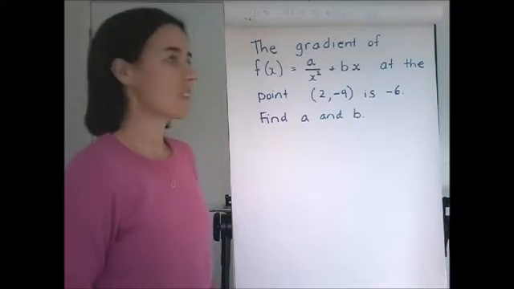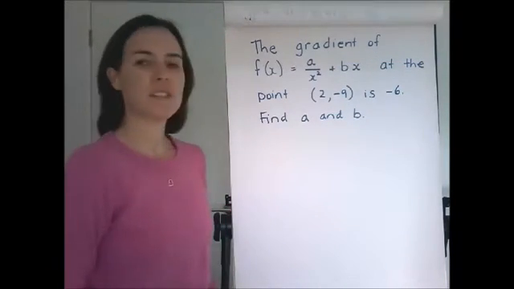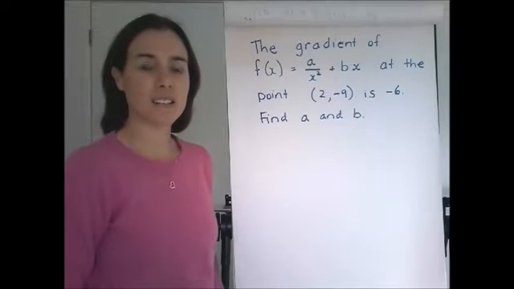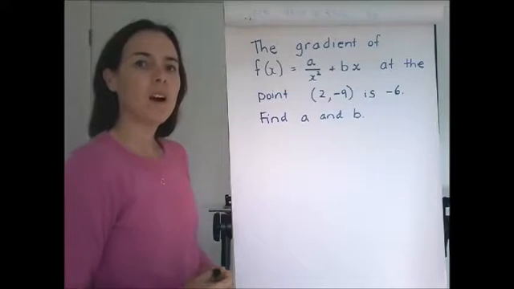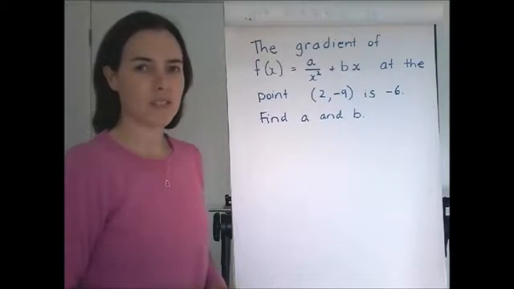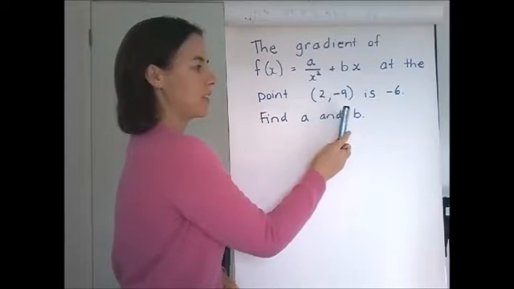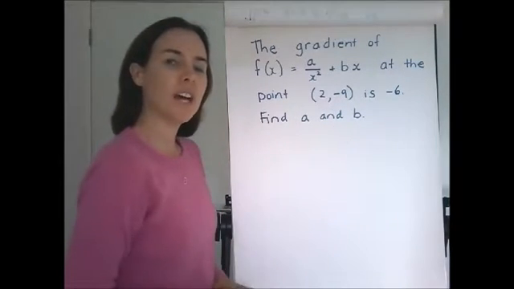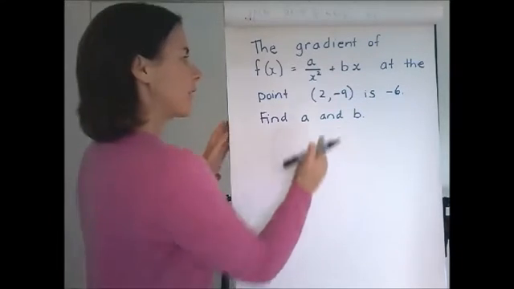Today's question is: the gradient of this function at the point (2, -9) is -6. Find A and B. We are actually given two pieces of information here. Apart from the gradient at this point, we're also given the y value at that point. So I'll begin with using the y value.